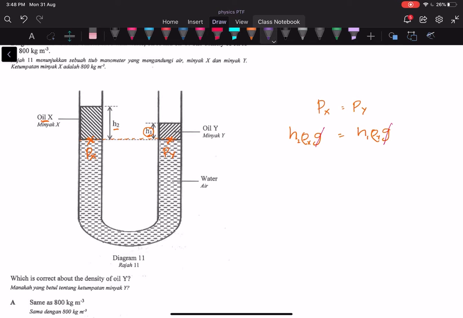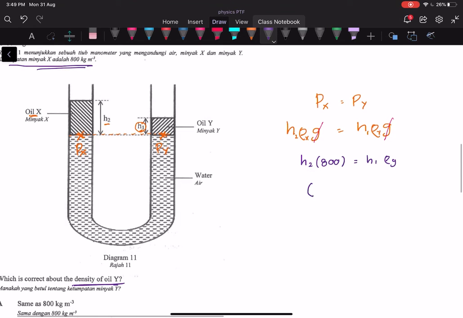So left out now we have H2 over density of X. Ketumpatan minyak X dah diberikan ya, 800. Maka I nak replace yang X ni dengan 800 sama dengan H1. H1 tak diberikan dan ketumpatan Y tak diberikan juga. Soalan suruh cari ketumpatan minyak Y. So, ketumpatan minyak Y sama dengan H2 bahagi dengan H1 darab dengan 800.